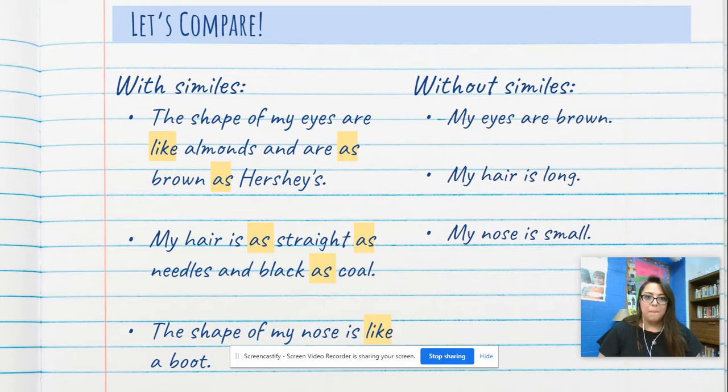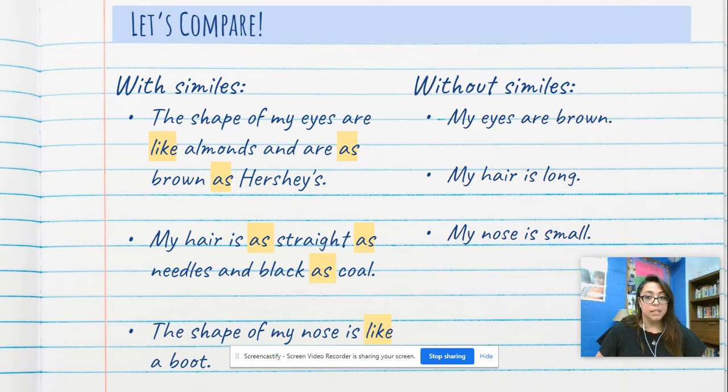Second sentence. My hair is as straight as needles and black as coal. So we're comparing the hair to being straight like needles and for the color to be black like coal. Now, does this literally mean that someone has needles for hair, like sewing needles? No. It just means that there's no kinks, there's no curls, there's no waves, there's no frizz. It's just straight. And black as coal, that color that is extremely dark, very black.